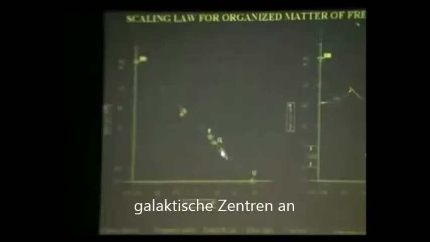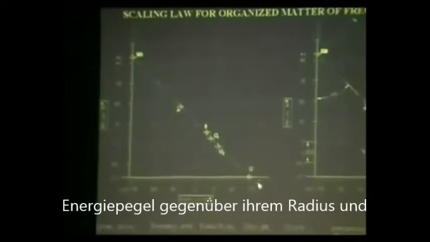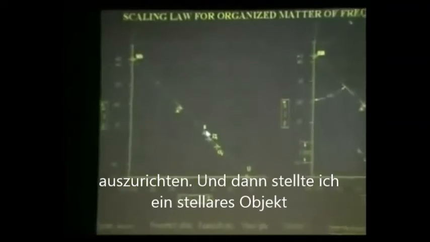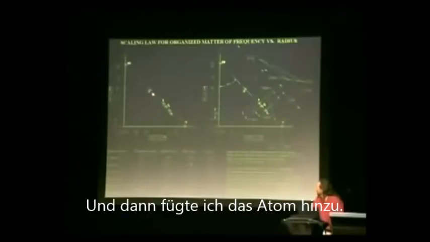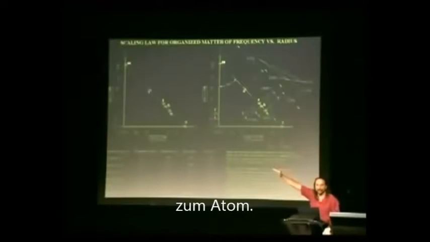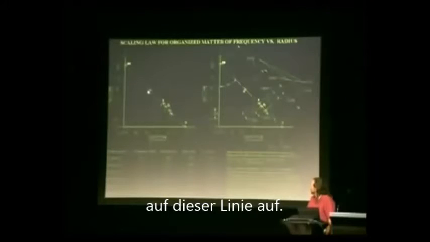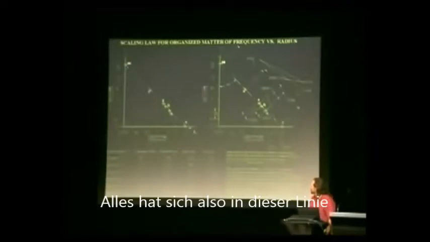And then I looked at quasars and galactic centers, and I plotted those, their energy level to their radius, and they started lining up. And then I plotted stellar objects, and they lined up too. Now there's nothing in cosmology that would predict that this should happen. And then I plotted the atom. So now that's a big jump from the sun to the atom, across quantum theory. And sure enough, the atom showed up along that line, and this is the Planck distance. So everything lined up nicely.